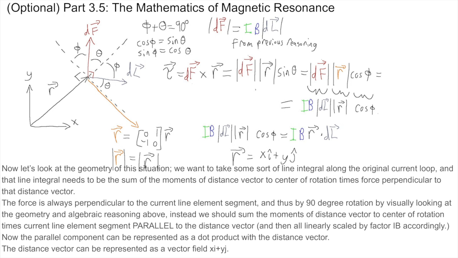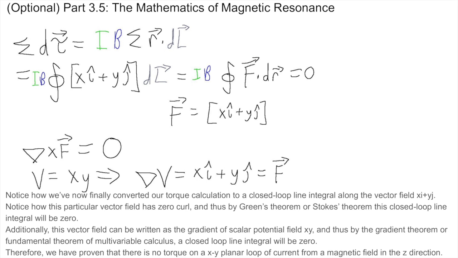Now, the parallel component can be represented as a dot product with the distance vector. The distance vector can be represented as a vector field x times i hat plus y times j hat. Notice how we've now finally converted our torque calculation to a closed-loop line integral along the vector field x i hat plus y j hat.